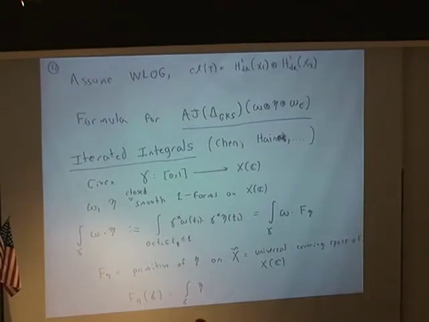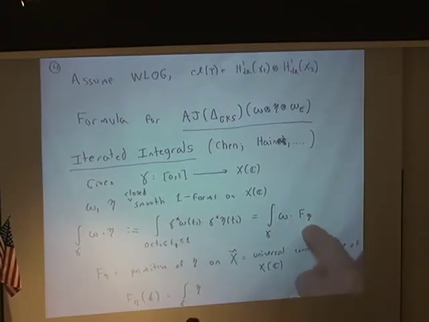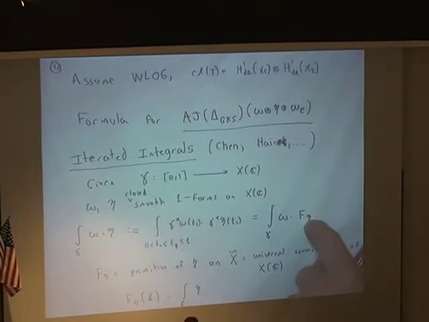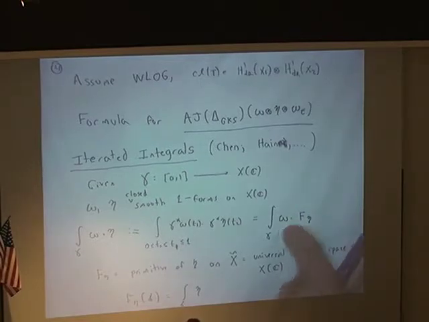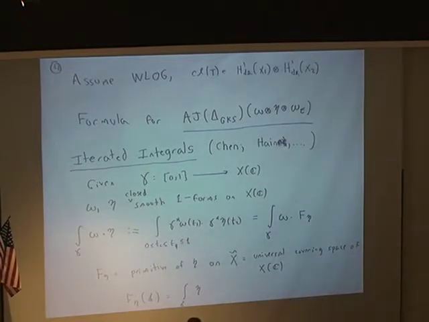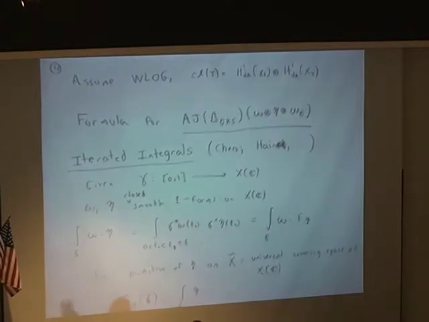These are the iterated integrals. So in computations, you would probably resort to this definition. You would first integrate eta to get a function on the universal covering space, multiply that function by a differential form, and then integrate again that differential form along the path associated to gamma.